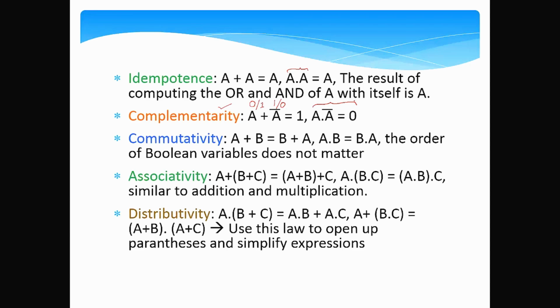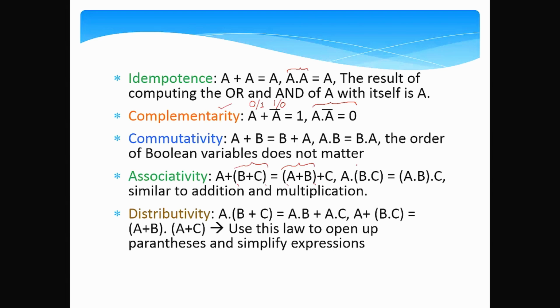The next property of interest is commutativity. Here A or B is equal to B or A, which means that the order of variables does not matter. Similarly, A and B is equal to B and A, the order again does not matter. We also have, similar to normal decimal addition and multiplication, associativity, which is A or (B or C), with B or C in brackets, is the same as (A or B) or C. So it doesn't matter where you place the brackets. For Boolean logic, it does not matter.